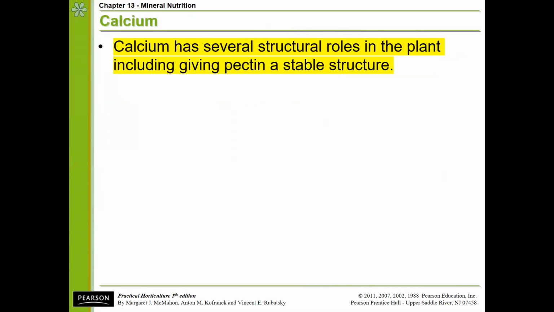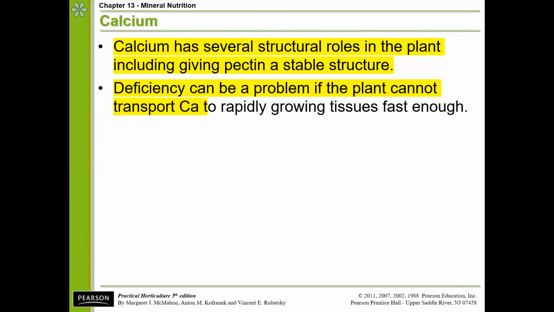Let's look at calcium. Calcium, of course, is kind of a secondary macronutrient. Some people consider it a macronutrient. Some people consider it a micronutrient. It's kind of on the border, really. But it has several structural roles in the plant, including making pectin a stable structure in the cell walls, giving the cell walls rigidity. Think of calcium in plants kind of similar to what it does for people. It's used for our structure, right? Our bones.